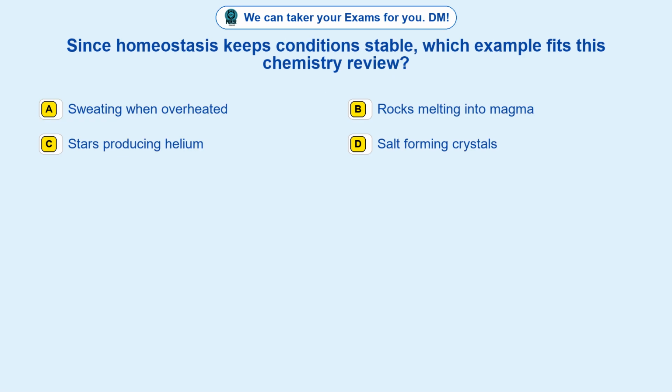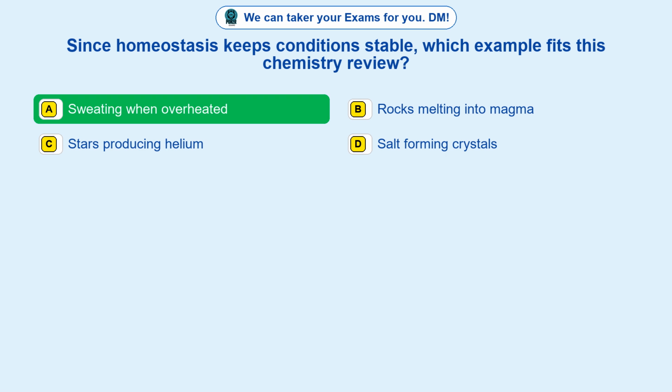Question 20. Since homeostasis keeps conditions stable, which example fits this chemistry review? Option A. Sweating when overheated. Option B. Rocks melting into magma. Option C. Stars producing helium. Option D. Salt forming crystals. The correct answer is option A.